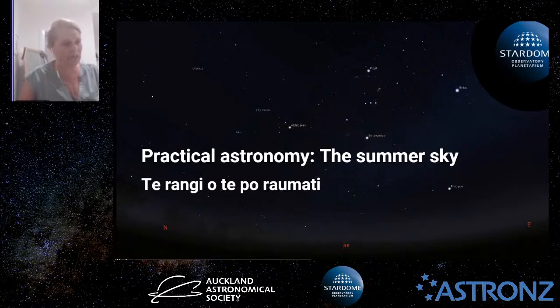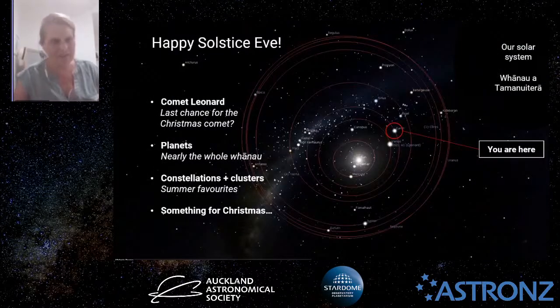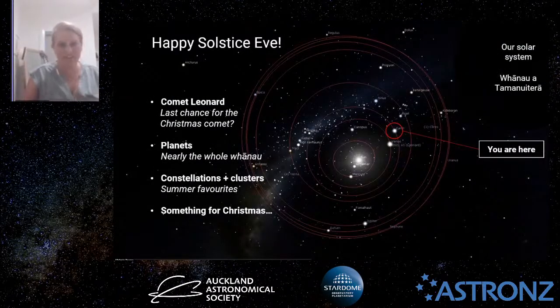It's the tail end of those planets, but I talked about some of those last time around, and we still can see a couple of them over towards the west. So let's have a look. Happy Solstice Eve. By the way, last time I did this talk, it was Equinox Eve.